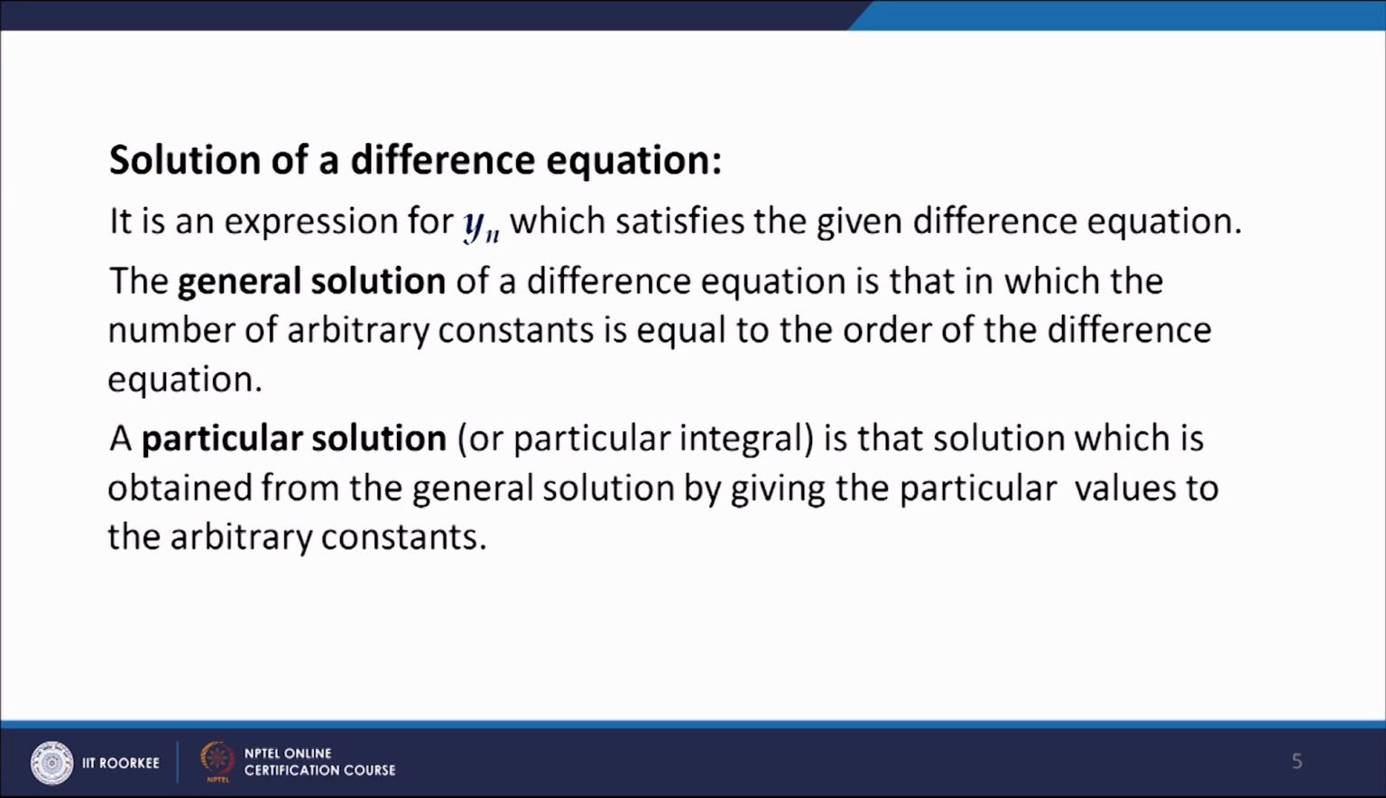So, suppose we want to solve this difference equation 3. Then its general solution must involve 2 arbitrary constants, because here the order of the difference equation is 2. Similarly, the equation 4 is of order 3, so the general solution must involve 3 arbitrary constants. So, the general solution will be that solution of the difference equation in which the number of arbitrary constants is equal to the order of the difference equation.